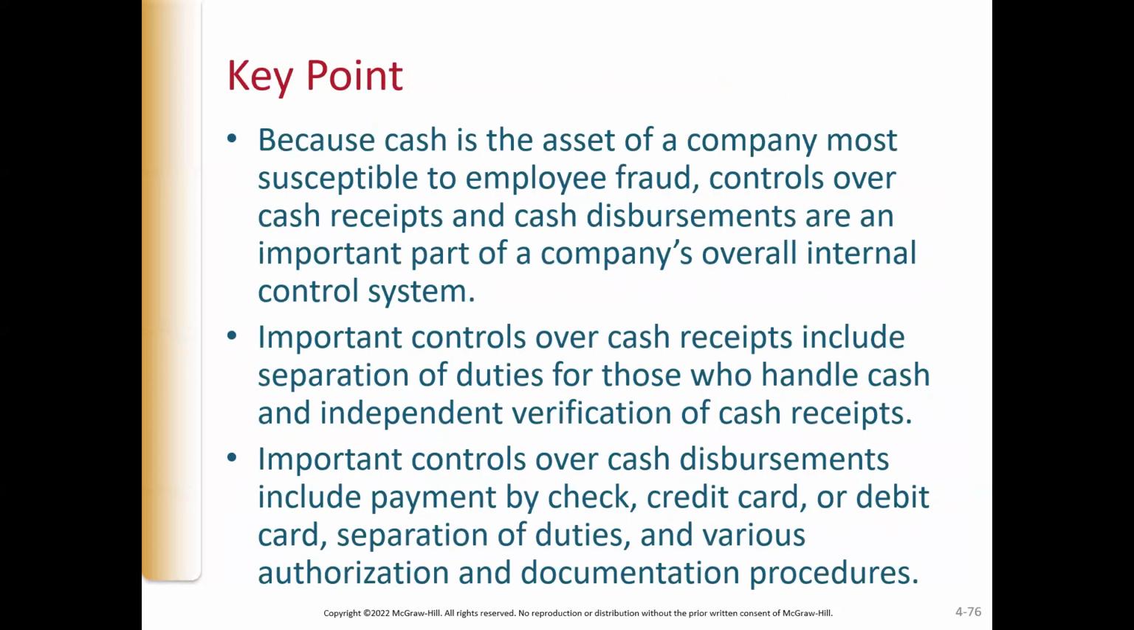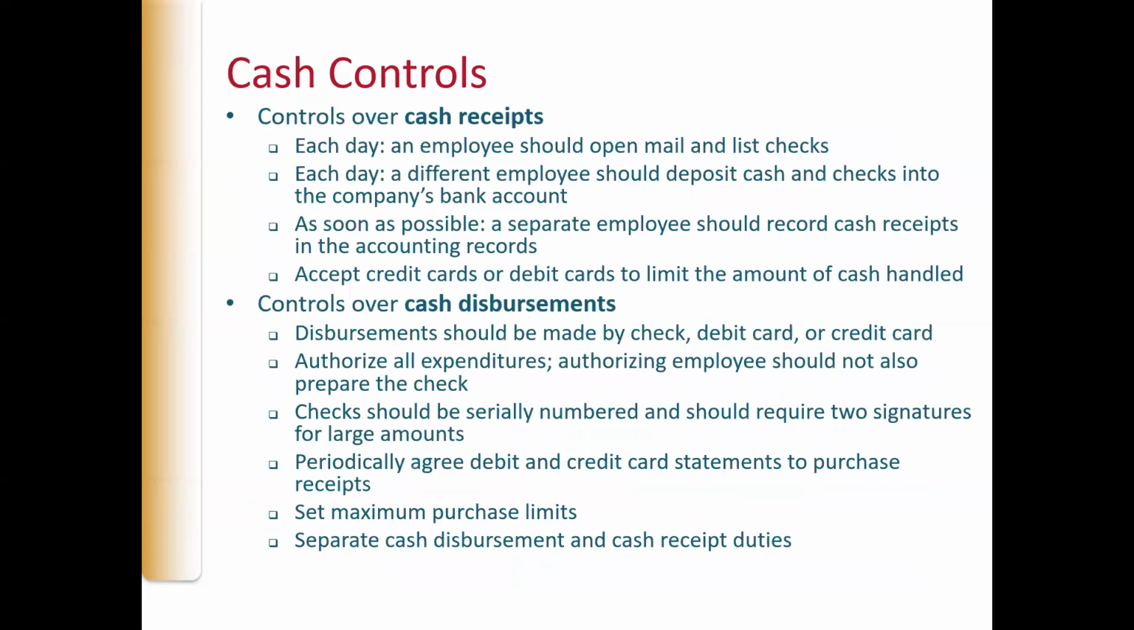Because cash is the asset of a company most susceptible to employee fraud, controls over cash receipts and cash disbursements are important for internal controls. These controls include separation of duties and also authorization and specific documentation procedures. Here is a list of good controls for receipts and good controls for disbursements. The key with a lot of this is having separation of duties and having proper authorization for transactions to occur.